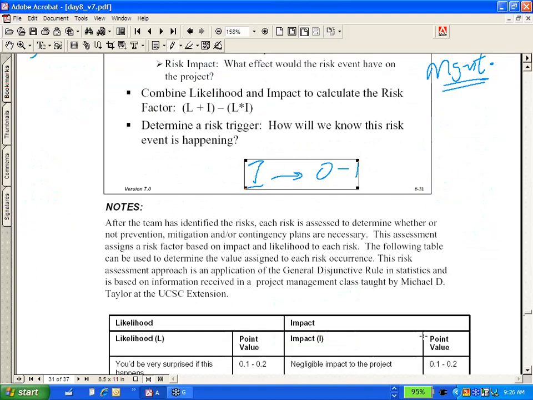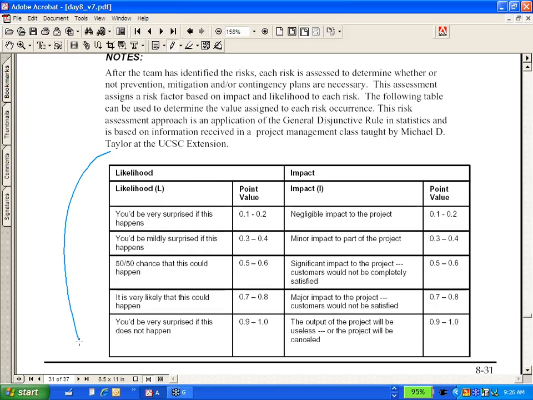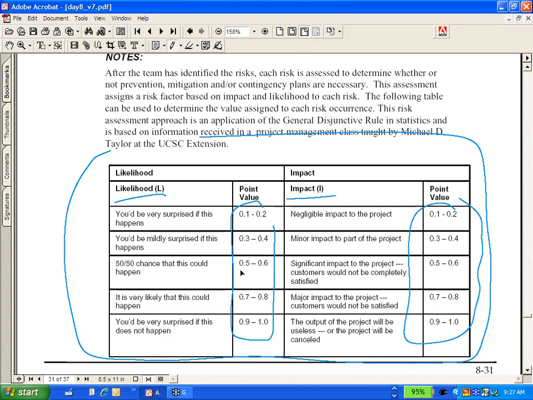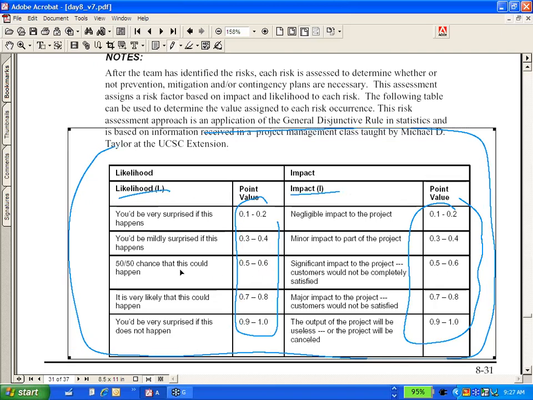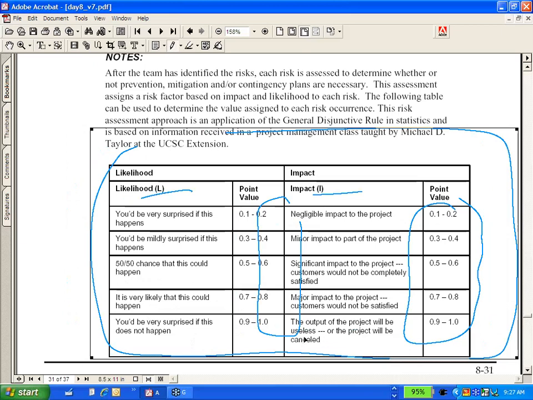So I think this particular table here on page 31 gives you how to choose these numbers for likelihood and for impact. So 0.5 to 0.6 likelihood means there's a 50-50 chance that this would happen. 0.7 means it's very likely. And 1 means it's almost 100% that it will happen. Same thing for impact: 0 is negligible impact, versus the output of the project being useless or the project being cancelled.